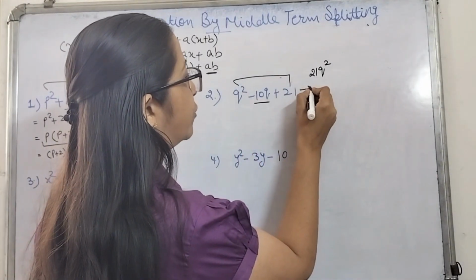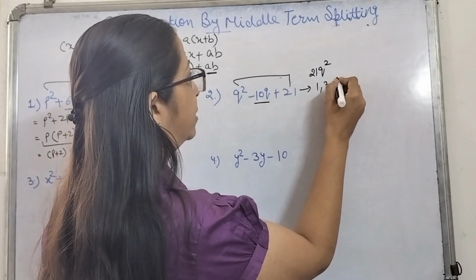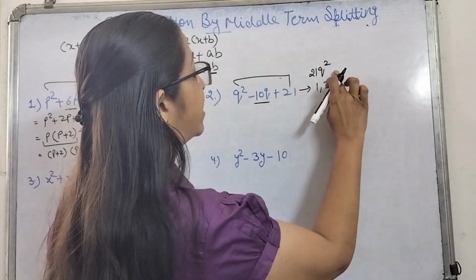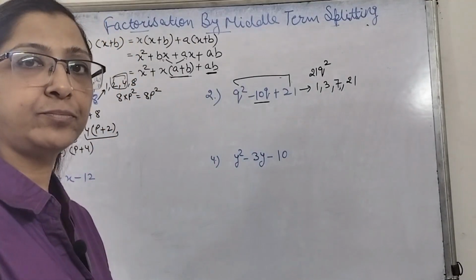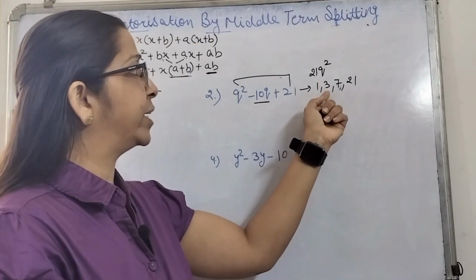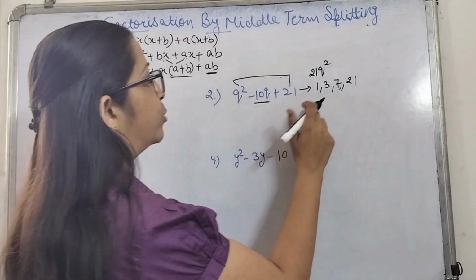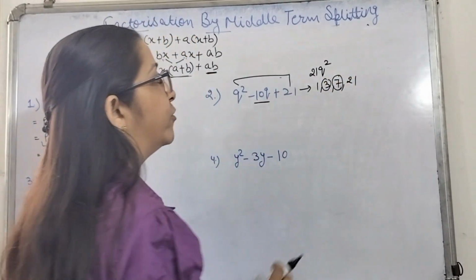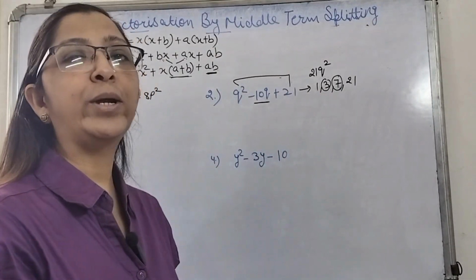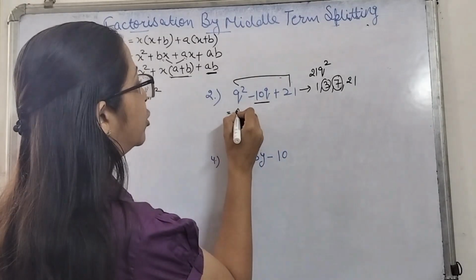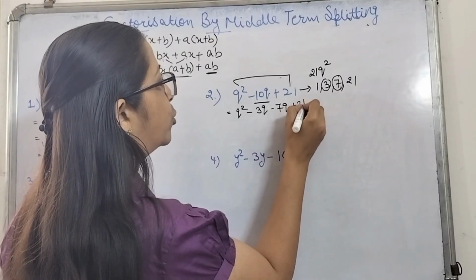Now see the factorization of 21. It is 1, 3, 7, and 21. All these are the factors of 21. Now if we look at 3 and 7, when we add these two, it will be 10, and when we multiply these two, it will be 21. So minus 10q could be written as minus 3q minus 7q plus 21.